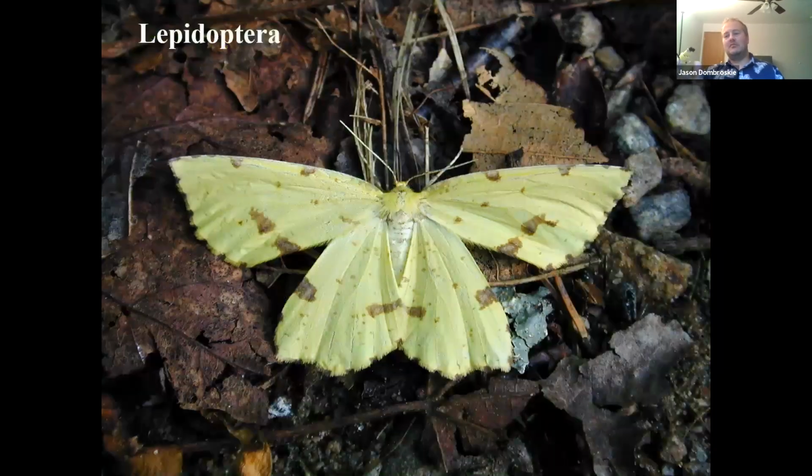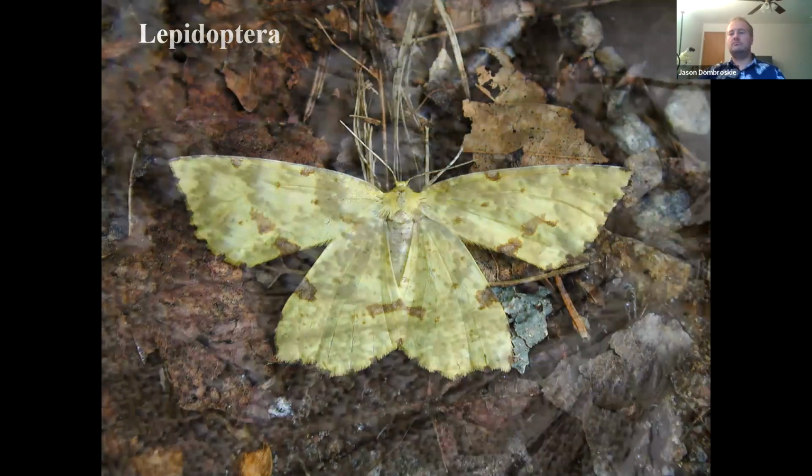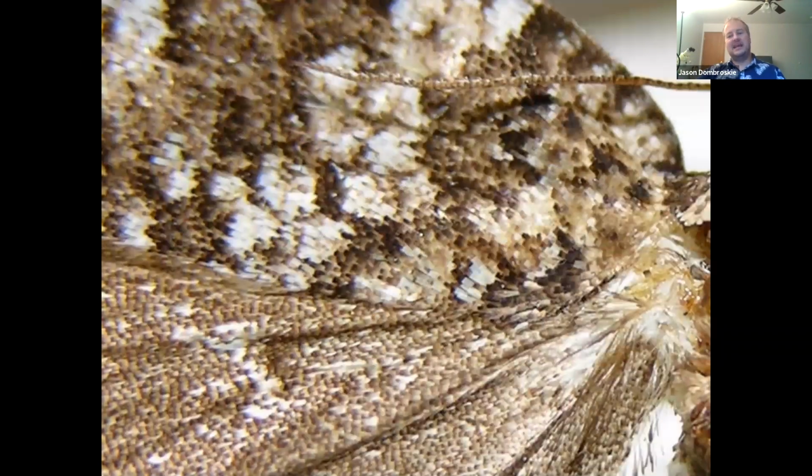All right, so let's talk about what is a moth. So moths are insects of the order Lepidoptera. Lepidoptera, literally translated, means scaly winged. And being an insect, they have 3 main body parts: the head, the thorax, and the abdomen. So back to Lepidoptera, scaly winged.